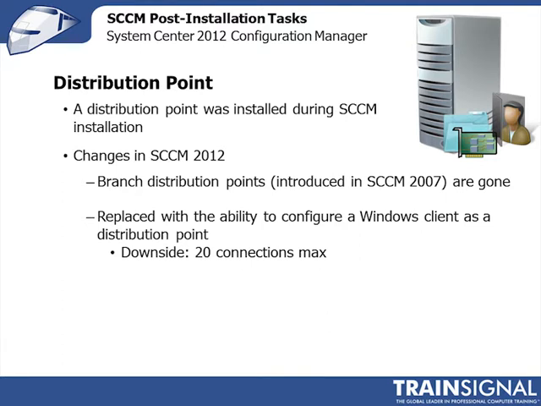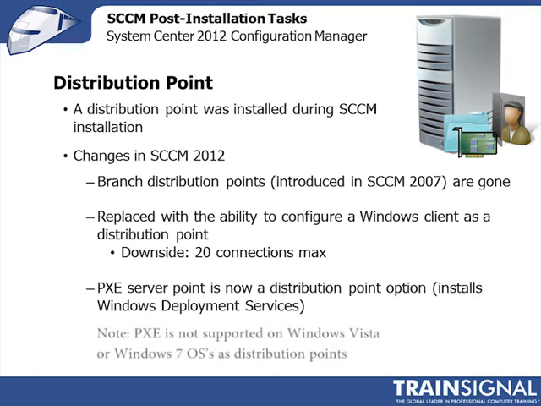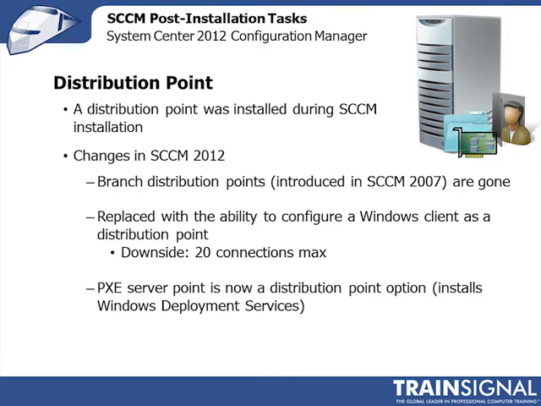So rather than deploying a complete server at a branch office, you could just use one of your desktops as a distribution point from your Configuration Manager's head end. The downside with using a client operating system is that there's a 20 connection maximum, so it may take a little longer if you have a particularly large branch office. The PXE server, the pre-execution environment server point, is now a distribution point option, and it reinstalls the Windows Deployment Services. The PXE boot server is used when you're doing things like operating system deployments. Well, this is now a distribution point option, so it's part of the distribution point rather than being its own separate entity. And with a distribution point, you now have to use Background Intelligent Transfer Service.